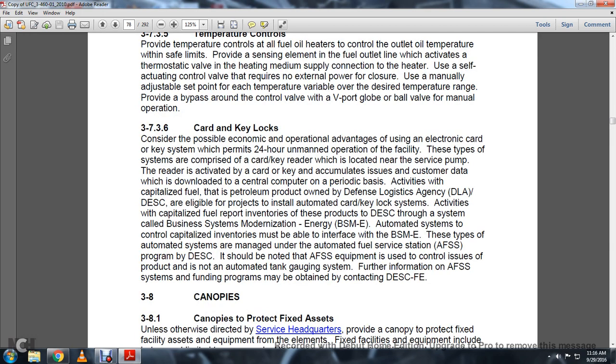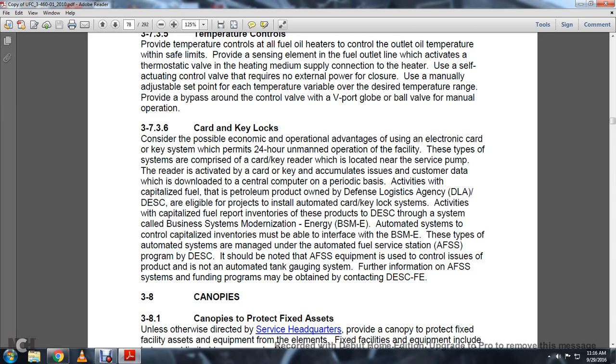373 Card and key locks. Consider a possible economic operational advantage of using electronic card and key systems, which permit 24-hour unmanned operation of the facility. This type of system is comprised of a card or key reader, which is located near the service pump. The reader is activated with the card or key. They automatically issue the consumer data, which is downloaded to the central computer on a periodic basis.